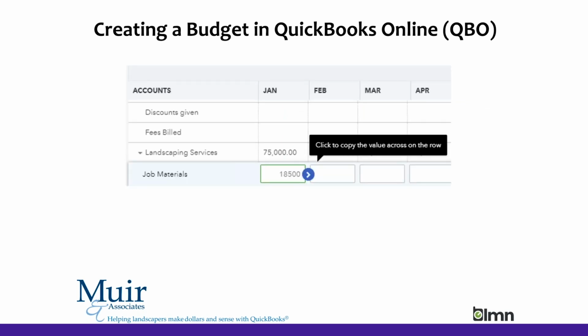And here what you'll see is, again, you've got your accounts on the left, you've got your months going across the top, and you can copy your numbers across. Unfortunately, you can't mark up or mark down by a percentage like you can in the desktop version, and there is no pop-up calculator in the online version like there is in the desktop. But still, you can get your numbers in, and then you're good to go.